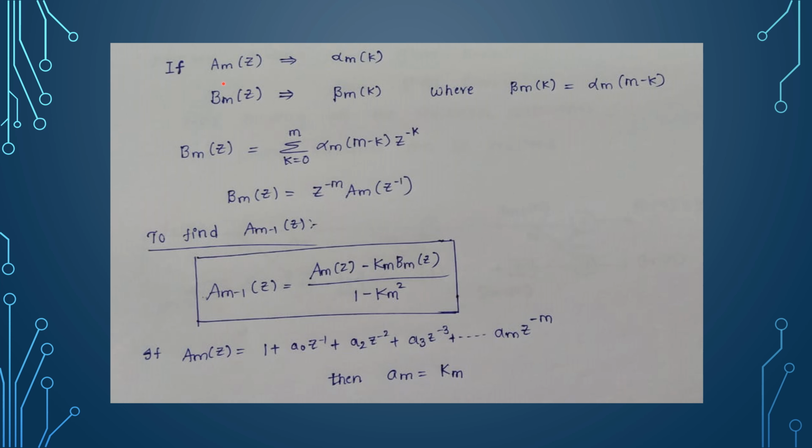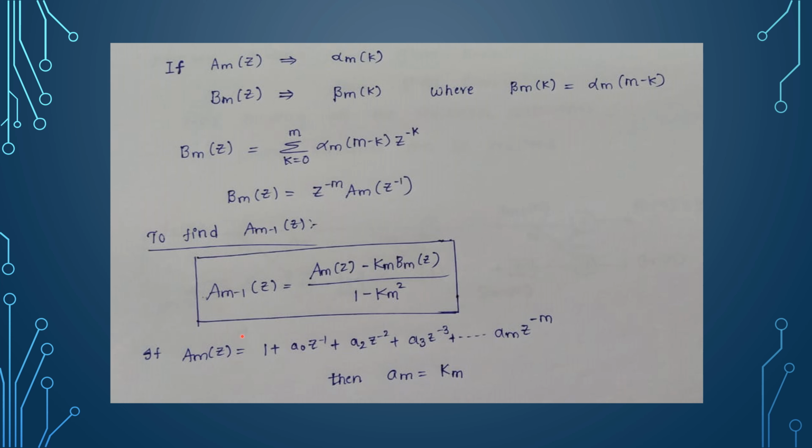Here A_m(z) is the system function with coefficients alpha_m(k), and B_m(z) is the system function with coefficients beta_m(k), where beta_m(k) is alpha_m(m-k). We can get B_m(z) as z^-m times A_m(z^-1) by solving this equation. If we want to find the system function for the (m-1)th order filter, A_{m-1}(z) is given by (A_m(z) - k_m B_m(z)) / (1 - k_m^2), where k_m is the reflection coefficient of the mth stage.